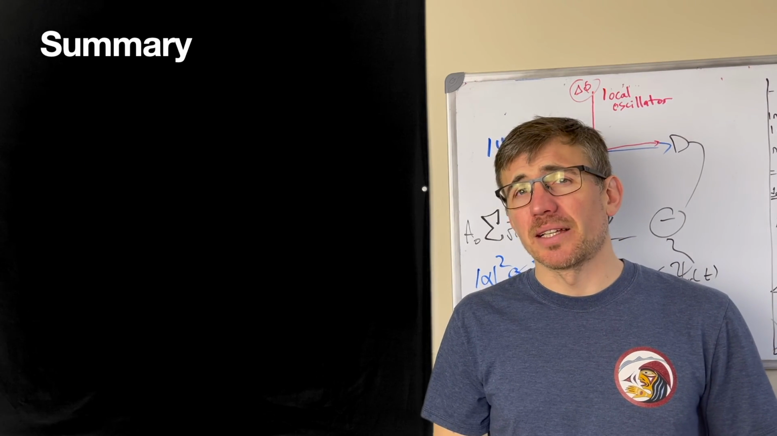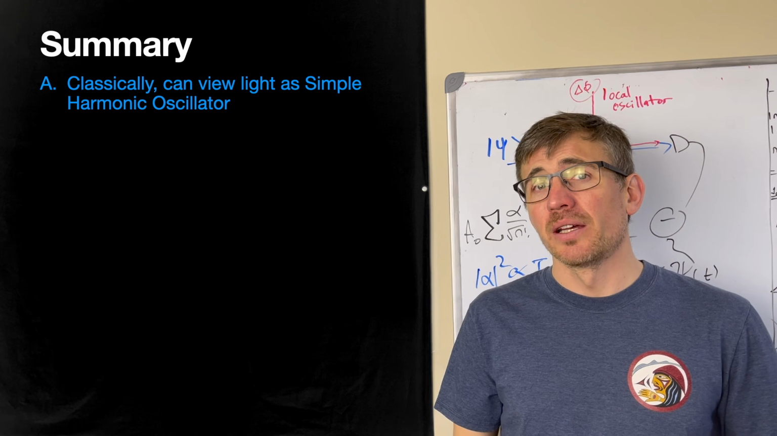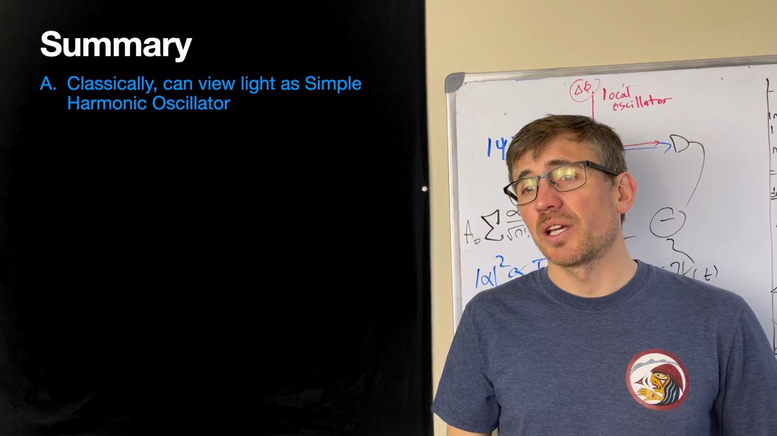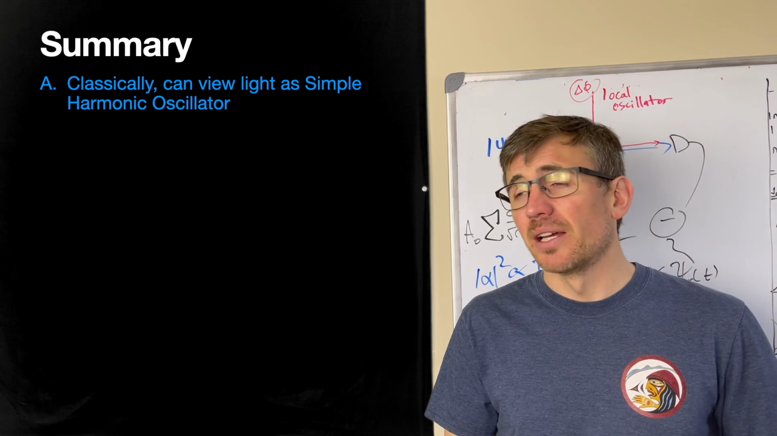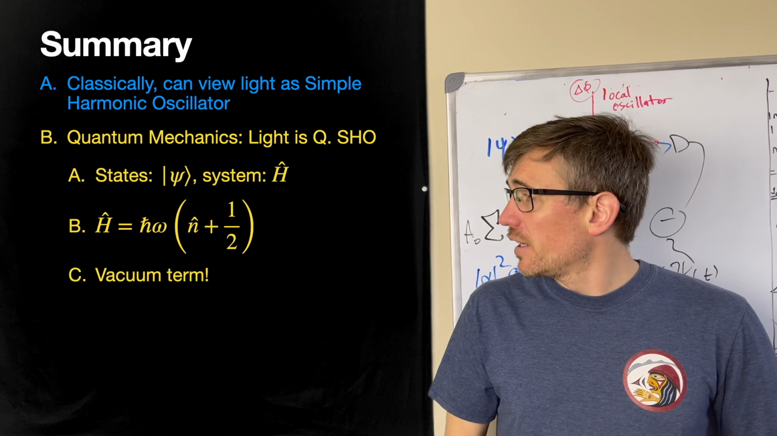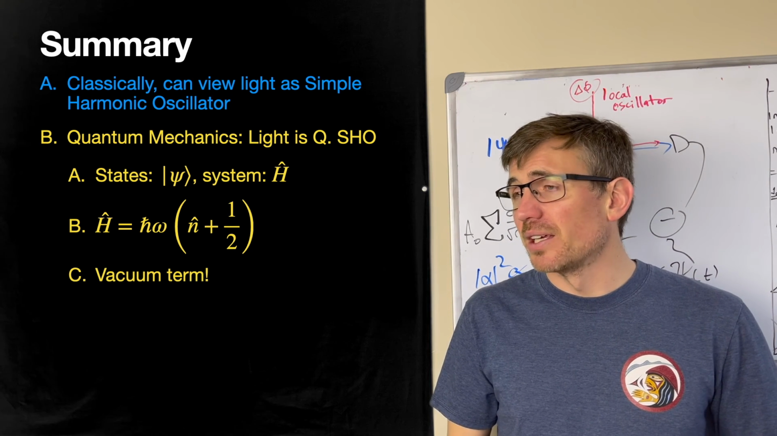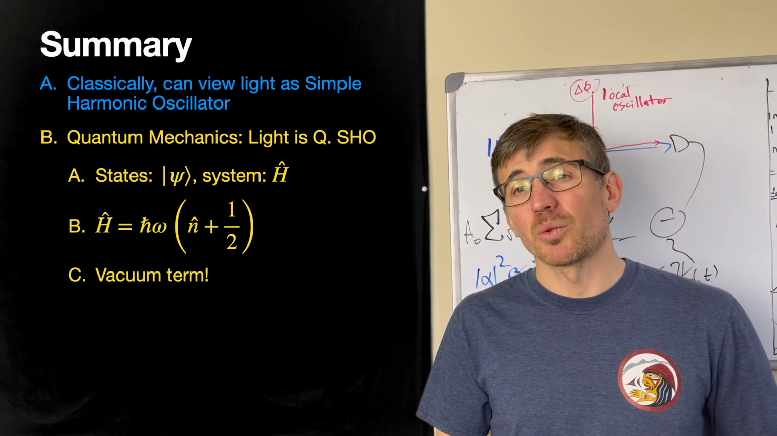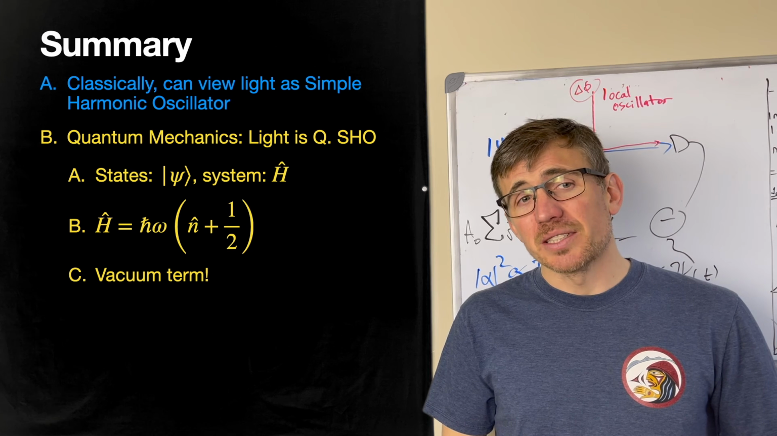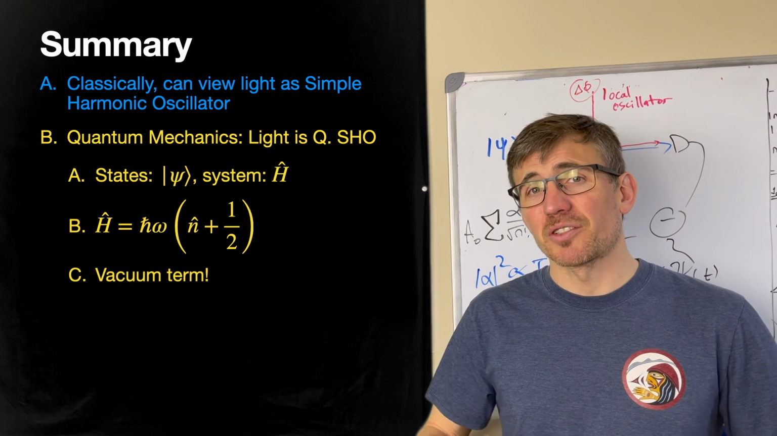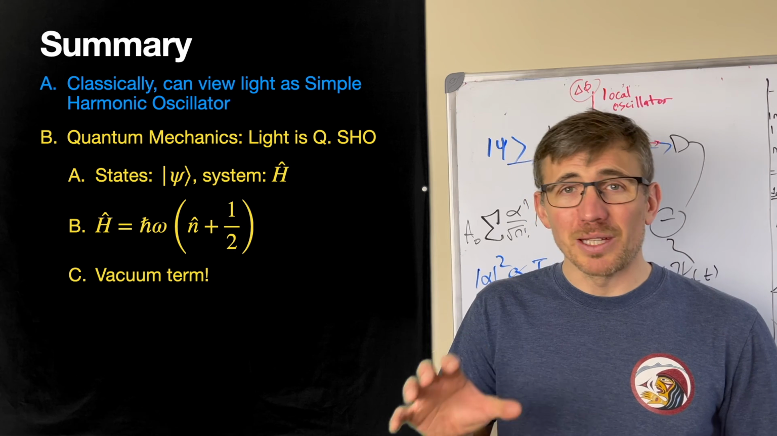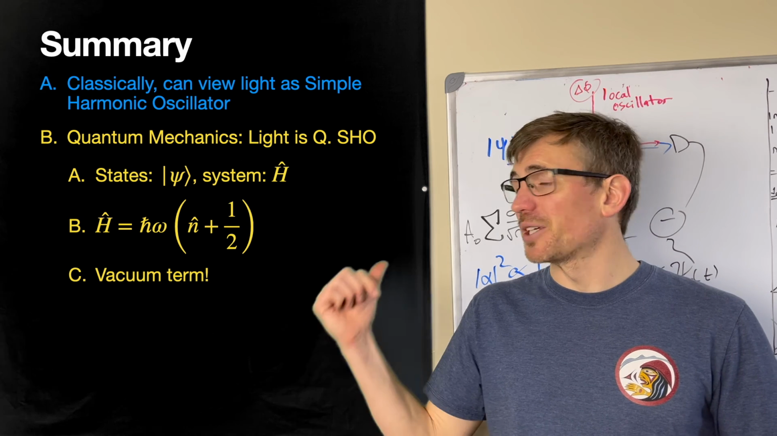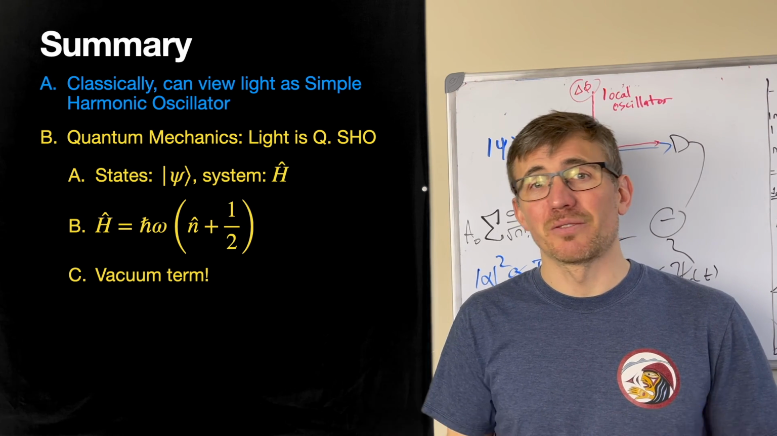So let's summarize today's lecture. Classically, we can look at light as if it were a harmonic oscillator, simple harmonic motion. And quantum mechanically, we can extend that to look at a quantum simple harmonic oscillator and describe the electromagnetic field this way. In quantum mechanics, we have to treat things a bit differently. The system is described by this Hamiltonian matrix, generally just a Hamiltonian, and the state is a wave function. An interesting thing is we actually get a Hamiltonian, a system matrix for the electromagnetic field, which is partly intuitive, the number of photons times the energy per photon, and partly very unintuitive, plus a vacuum term that just comes out of empty space.